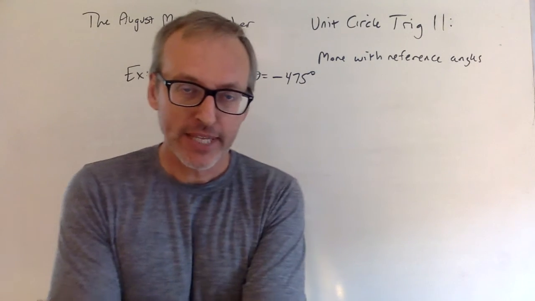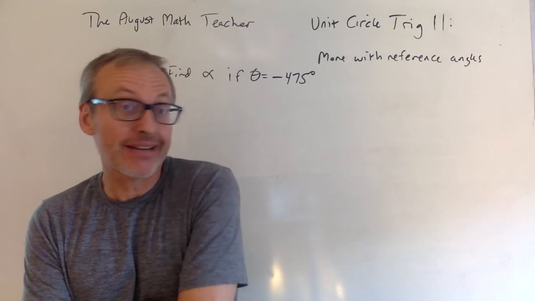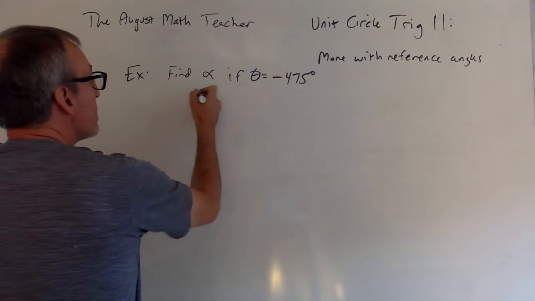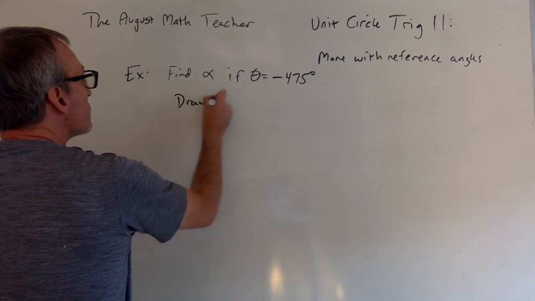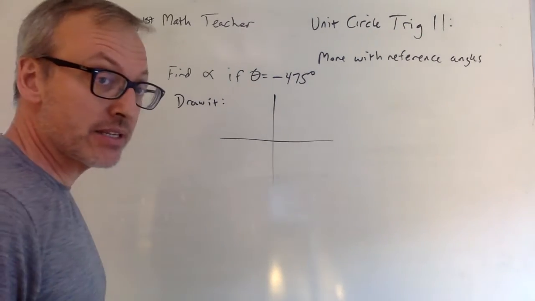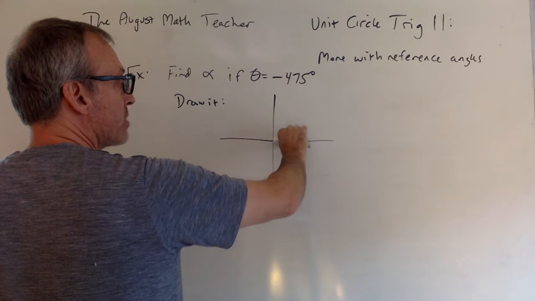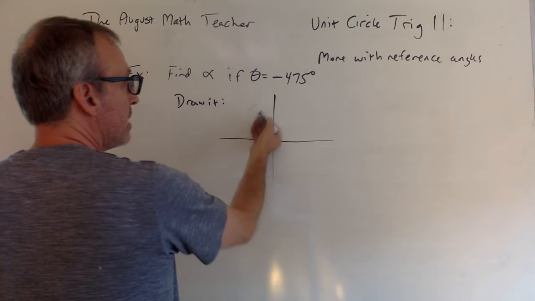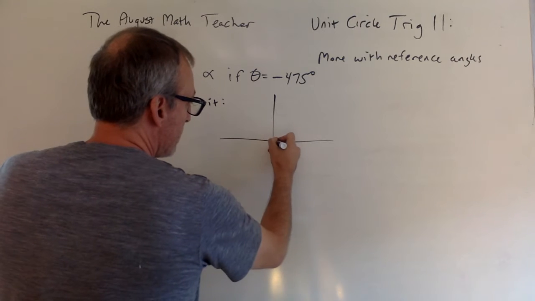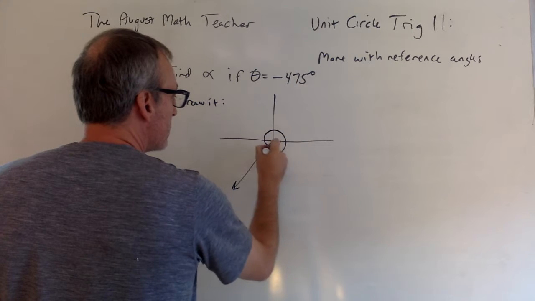This is tricky. How are we going to figure out what alpha is? I wrote a step-by-step guide in the last video, and step one was to draw it. So let's draw this thing. We're going to have to take our time on this. Negative 475 isn't that easy to draw. Remember that it is negative, so it's starting at the initial ray, and it's going this way, negative. 90, 180, 270, 360, 450 is back down here. It's another 25 in this way. So there is negative 475, and we should probably have our arrow there.